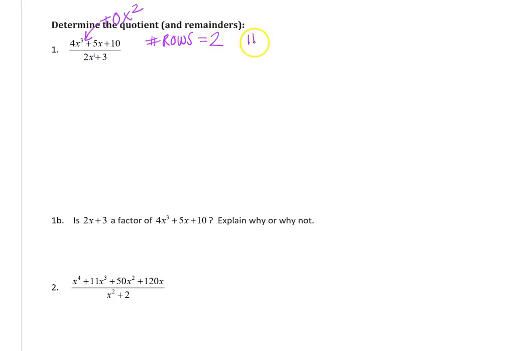In order to figure out the number of columns, I'll do a little math here. What I'm going to look at is the x cubed and the x. So I'll take the x cubed divided by x, and that gives me x to the second power. The degree of that result is 2. I'll add 1 to that, so that means I'll have 3 columns. So now let's do our setup.